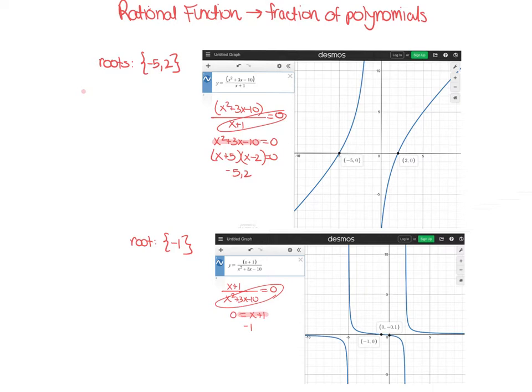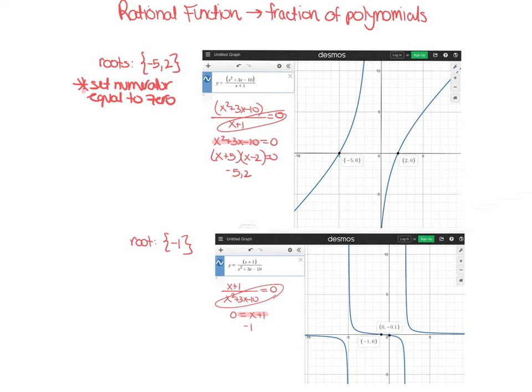So it's important to know that shortcut for your roots. And we'll put a little note here. To find your roots, set your numerator equal to 0. Okay, so we did that.